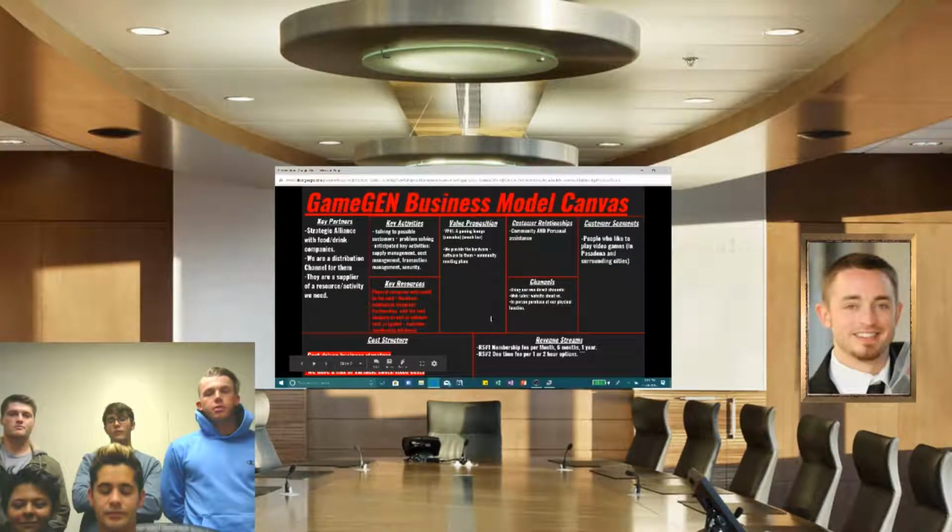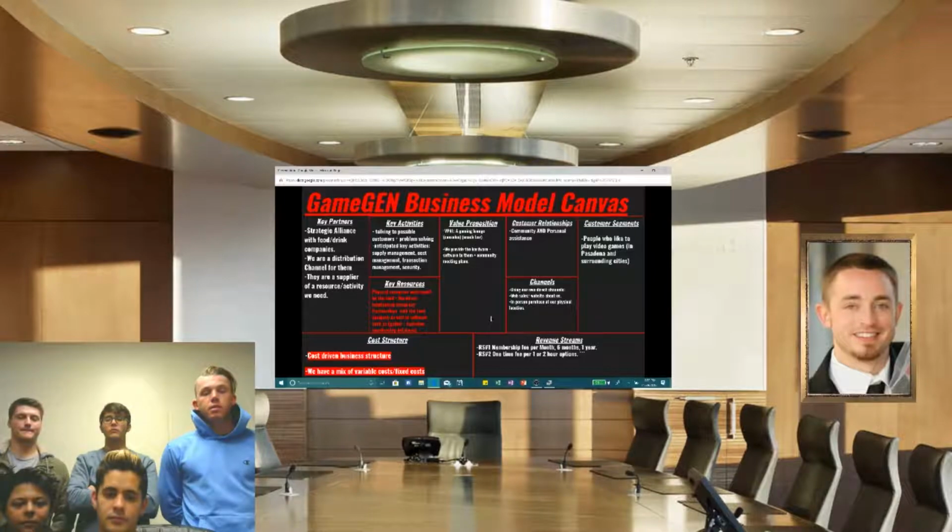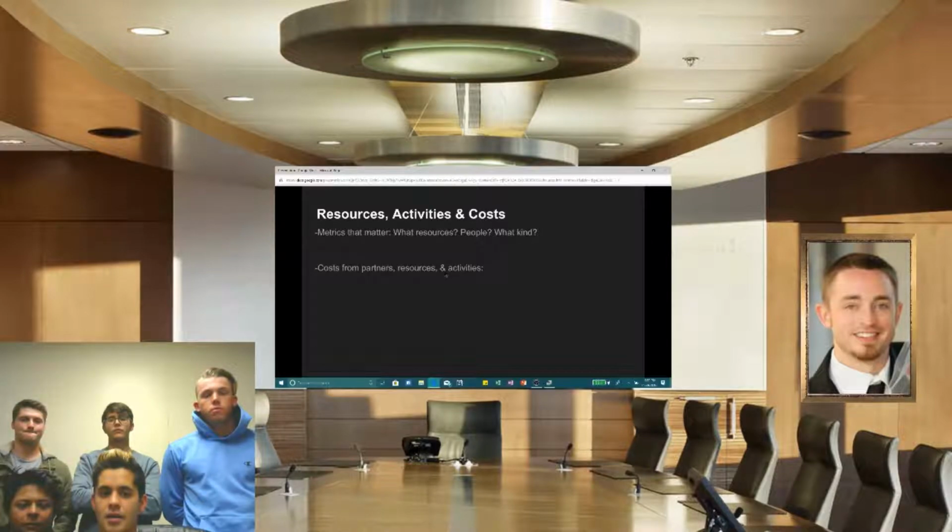Our key resources for our business model canvas are physical resources, which could be the land, plus our hardware. Intellectual resources can be our partnerships with the food companies, as well as software such as games and customer membership databases. Also, we have a cost-driven business structure. Also, we have a mix of variable costs and fixed costs. So, our resources, activities, and costs.